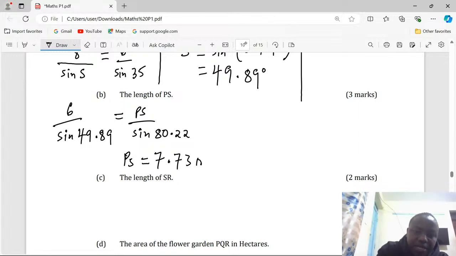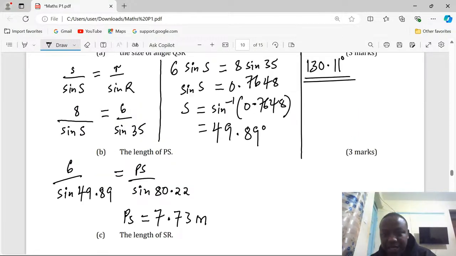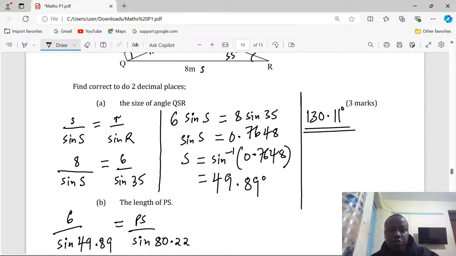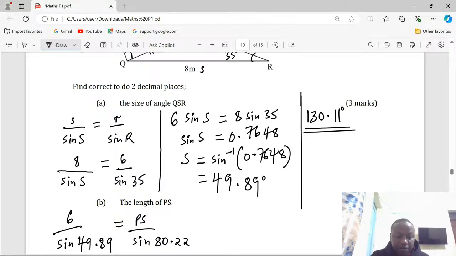7.73 meters. I'm sustaining the accuracy according to the examiner, an accuracy of 2 decimal places for each particular case.